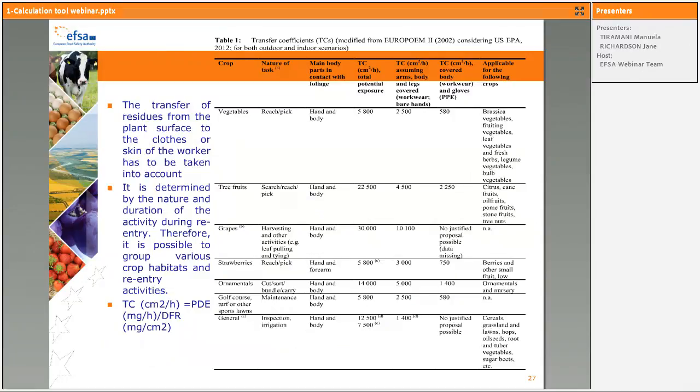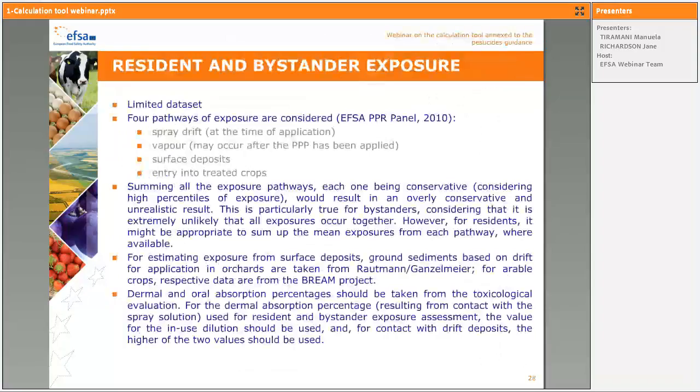The transfer of residues from the plant to the clothes or to the skin of the worker is represented by the transfer coefficient. You see them here now. We decided to start from the Europoem values, but also considering some US EPA values. These are the values that, after a discussion in the working group and a public consultation, were agreed as being the most representative so far, considering what we have.